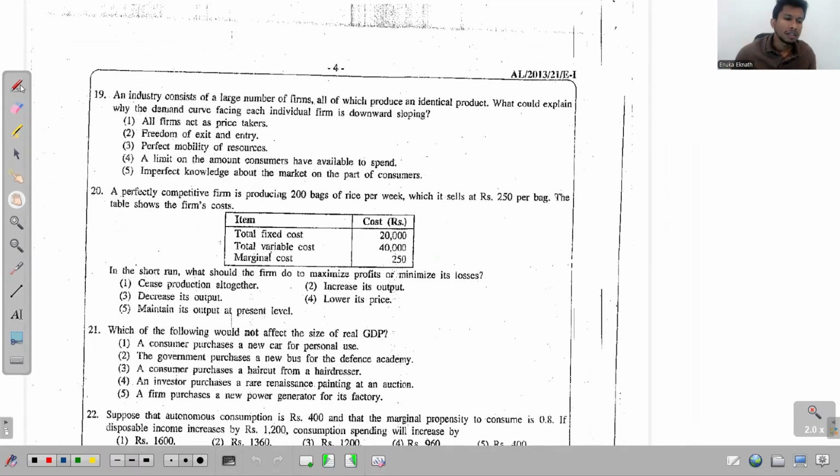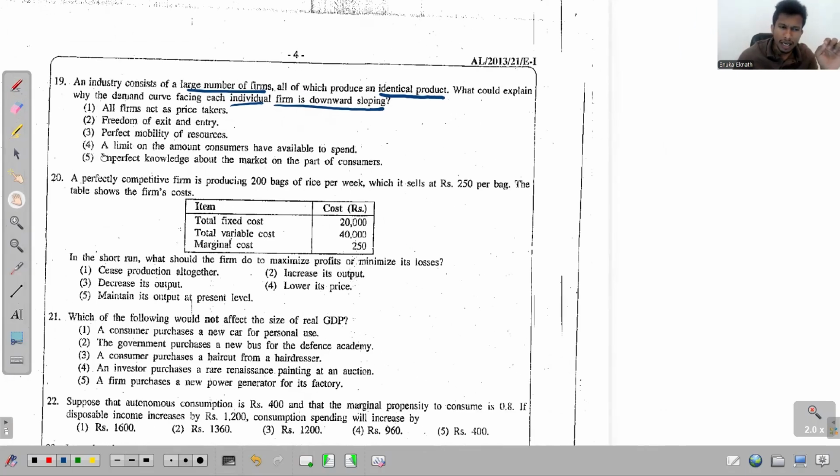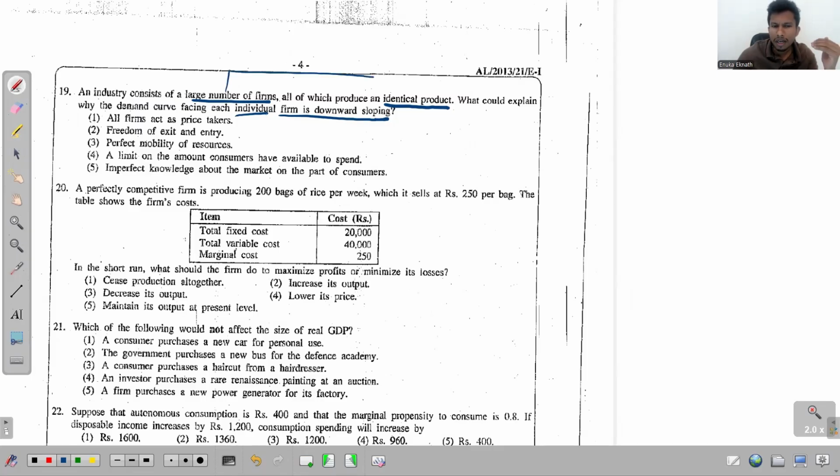In question 19, it says, an industry consists of a large number of firms, all of which produce an identical product. What could explain why the demand curve facing each individual firm is downward sloping? Now, by looking at the qualities of this given market structure, we can understand that in the first part, they are referring to a perfectly competitive market structure.